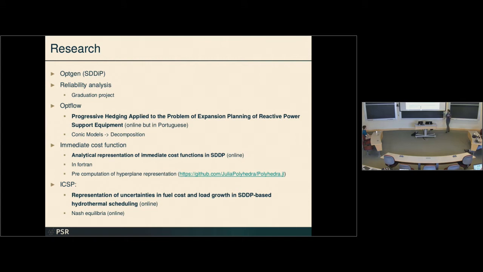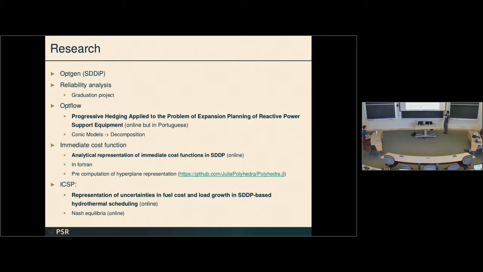About research, we have a lot of other projects, many of them in Julia. So power system expansion in OptGen uses something called SDDiP, which is a similar algorithm but for integer programming. I'll get to the algorithm later. Reliability analysis turned out to be another graduation project. Power flow was another graduation project where we added progressive hedging very easily, Jump making everything easy.